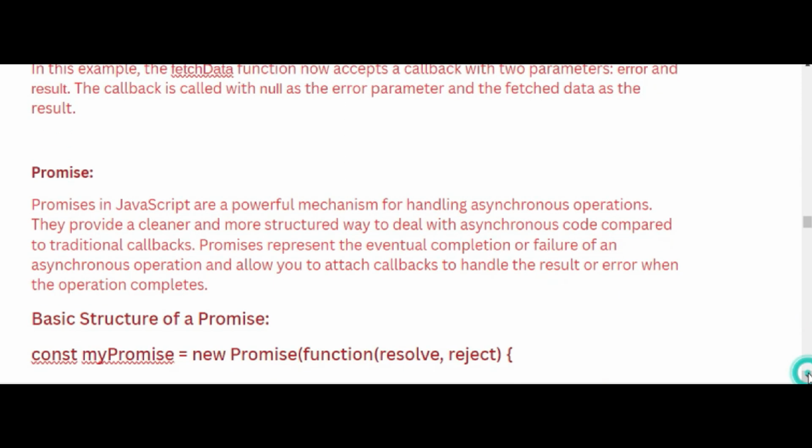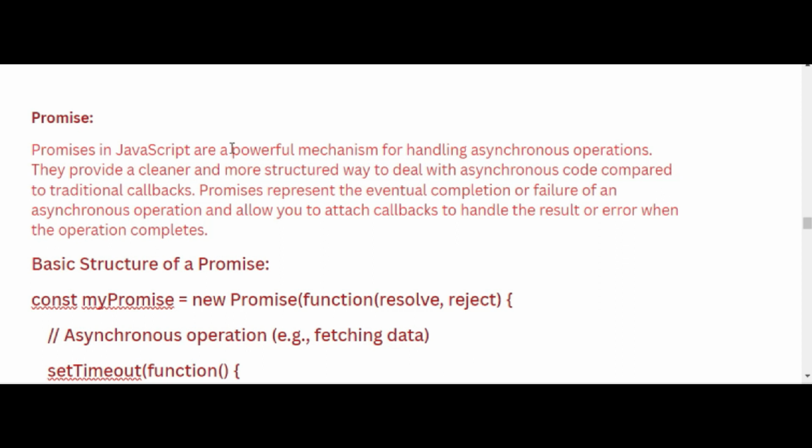Promises. Promises in JavaScript are a powerful mechanism for handling asynchronous operations. They provide a cleaner and more structured way to deal with asynchronous code compared to traditional callbacks. A promise represents the eventual completion or failure of an asynchronous operation and allows you to attach callbacks to handle the result or error when the operation completes.